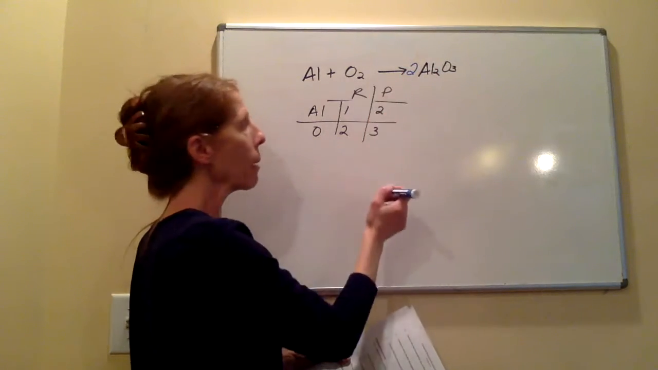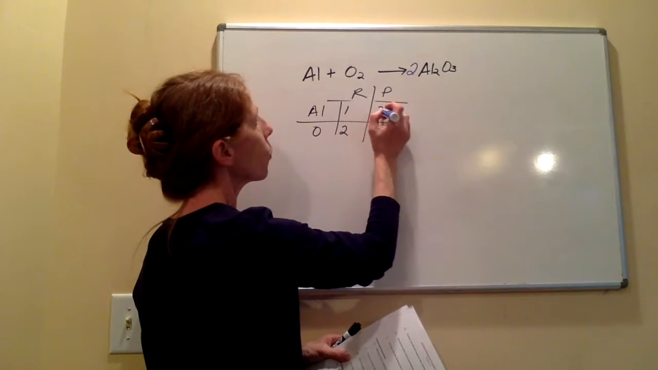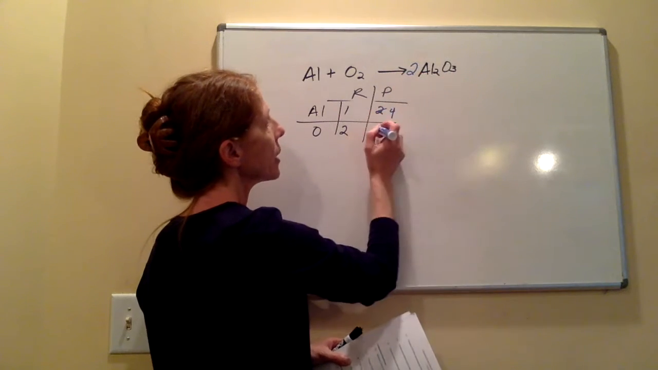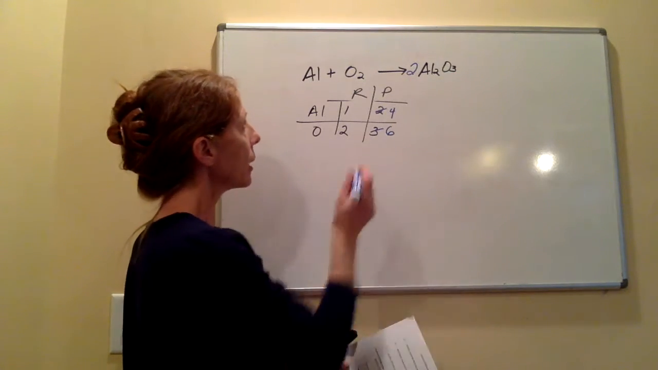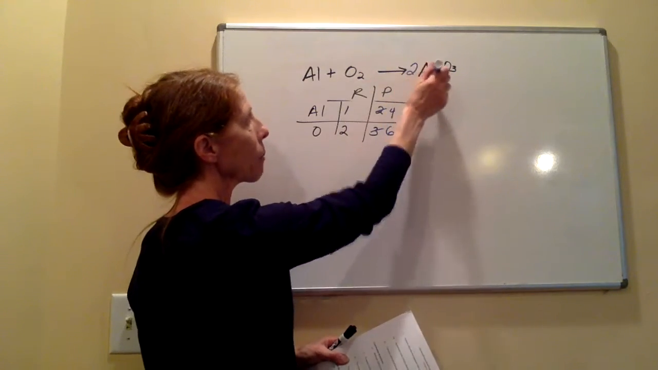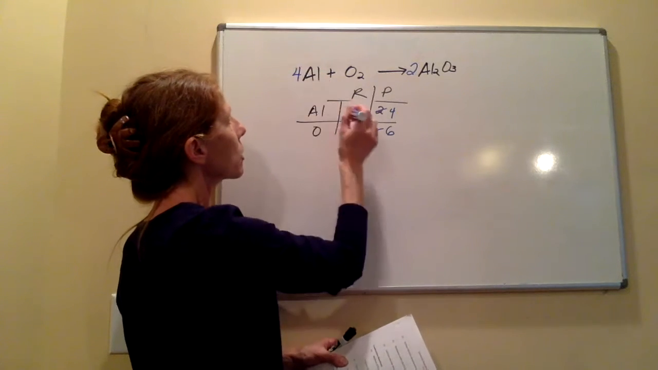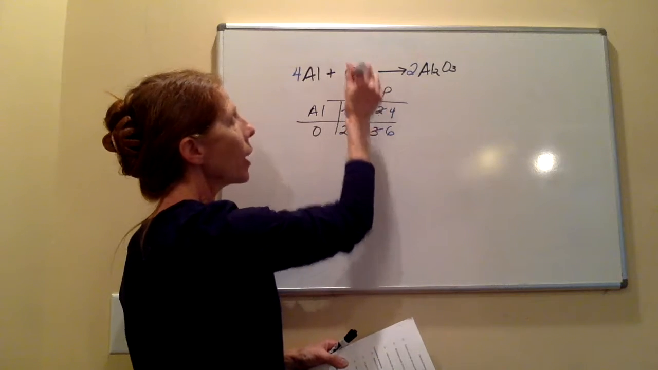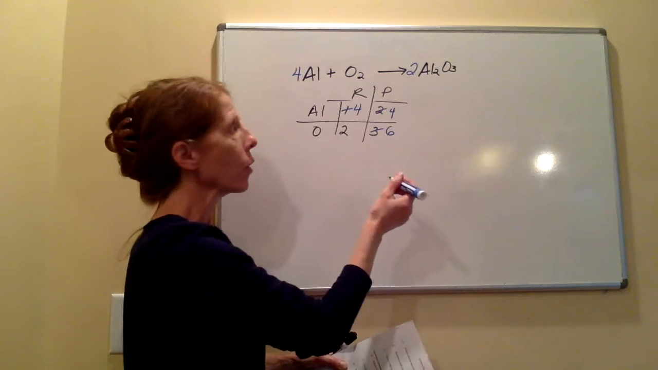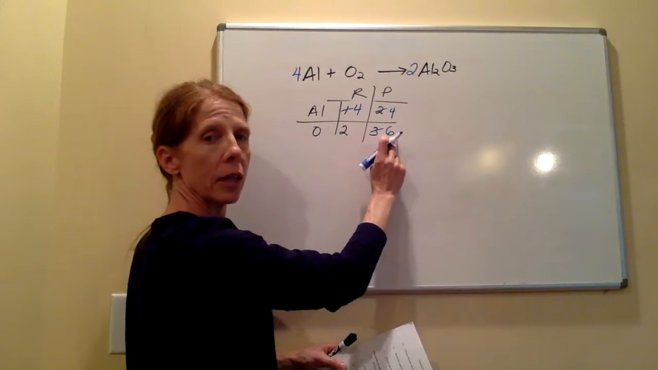And then I'm going to check my balancing. I now have 4 aluminums and I have 6 oxygens. 2 times 3. Now I can come back over here. Well, I ended up with 4 aluminums. That means I must have started with 4 aluminums. Check that. That's 4. I have an O2 by itself. I've got to end up with a total of 6 oxygens.